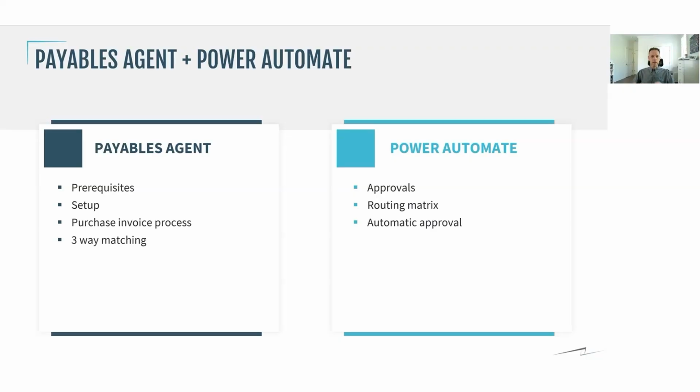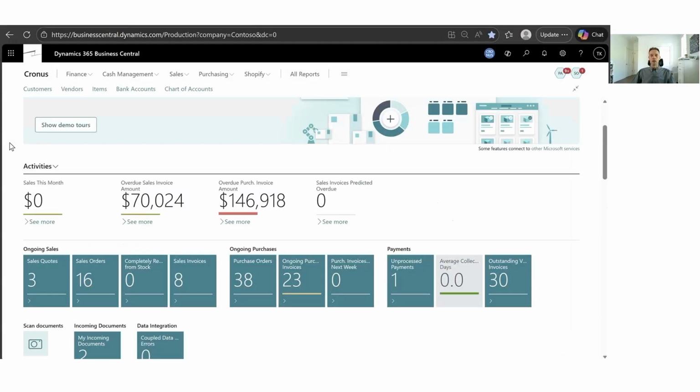To get started, again, two main components: Payables Agent and Power Automate. We'll start with the Payables Agent. We're going to talk a little bit about the prerequisites, about the setup in Business Central. We're going to look at some examples of purchase invoice processing, look at the three-way matching. Then we're going to leverage Power Automate to do the approvals, the approval routing matrix, and how we can automate some of that approval so that really nobody has to look at all the actual approvals. With that, let's open up Business Central and have a look at the Payables Agent itself.